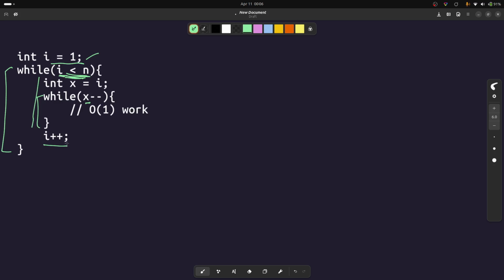So in each step it is increasing I by 1. I starts from 1, each step it increases by 1, and it goes up to n minus 1 because it is I less than n. These are the valid values of I. So the outer loop is very simple. It is basically just this for loop: int I is equal to 1, I less than n, I plus plus. It is just this loop written in while format.